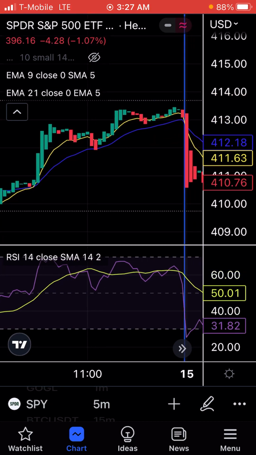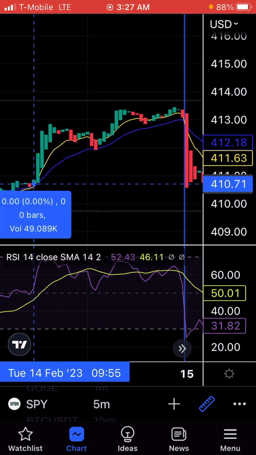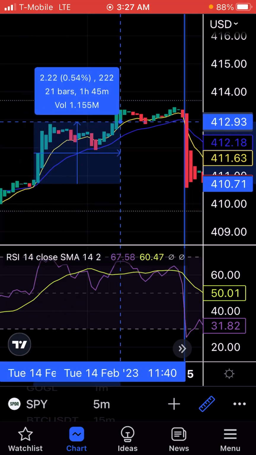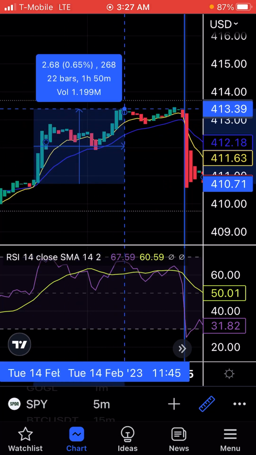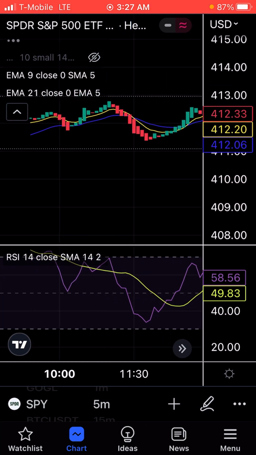Okay, so the next day, we see it crossing right here. We come in, we ride it out to about here. This is over $2, so this is $100 right here. Let's look at the next day.